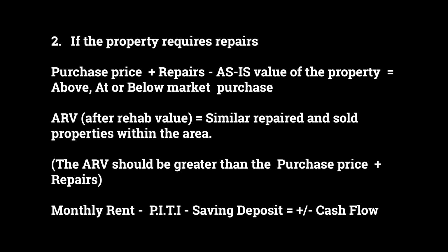You're looking for your as-is value coming in, and you're looking for your ARV, or your after rehab value, on the back end coming out. The ARV should be greater than the purchase price plus the repairs. Then we have our formula down here. Monthly rent minus mortgage minus savings deposit equals, again, plus or minus cash flow.